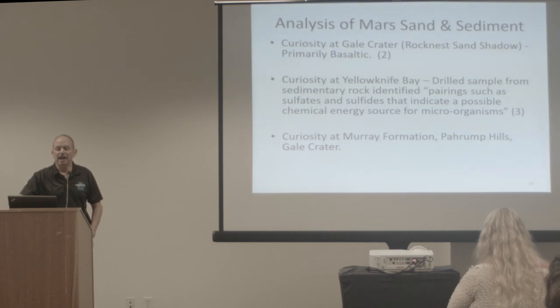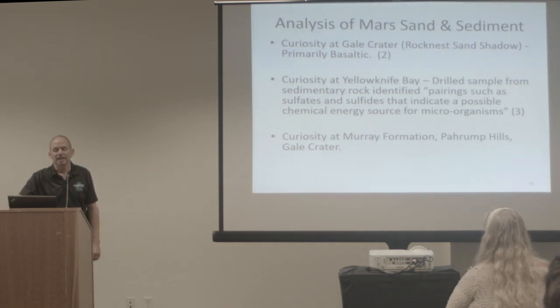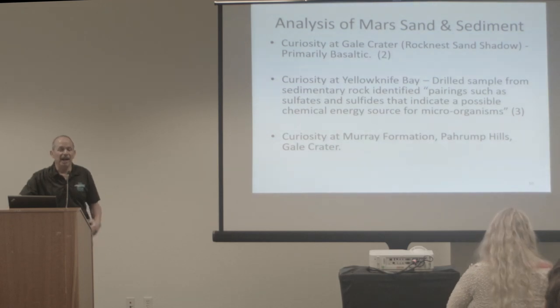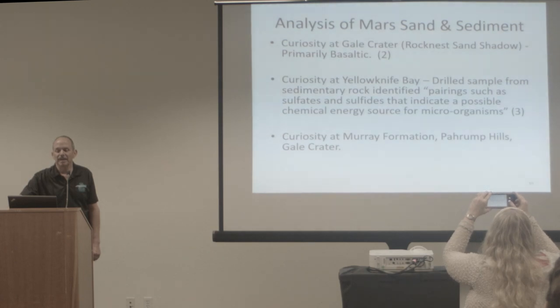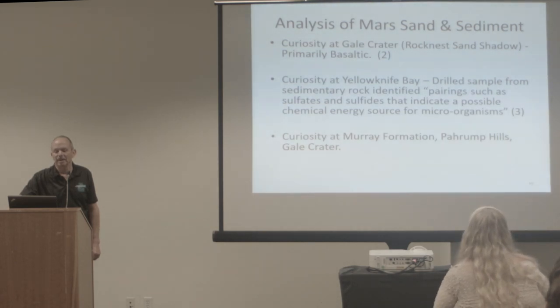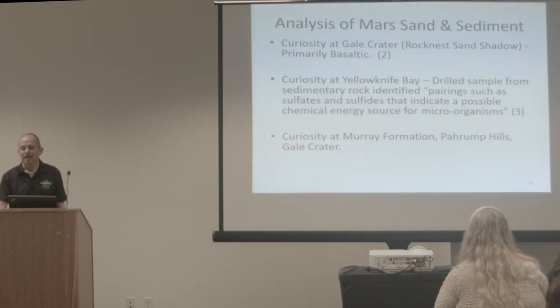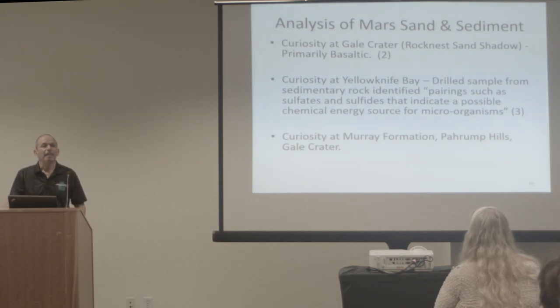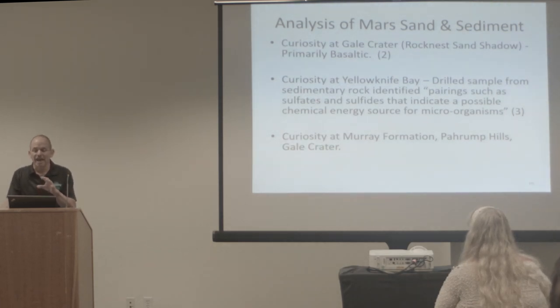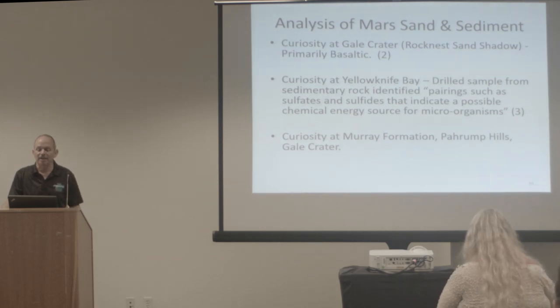Then, as far as the analysis of sand and sediment on Mars, I'll just talk about the recent examples. I mean, it goes all the way back to Viking. But the recent examples were done by Curiosity. The first analysis was done on sand at Gale Crater at a place called the Rock Nest Sand Shadow. This was a sand shadow, a place where wind would cause mixing of sand. And they analyzed the sand under that sand shadow.